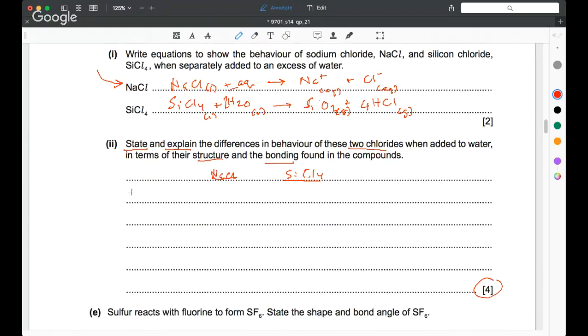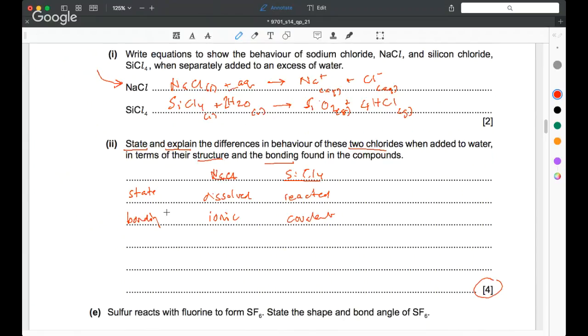Well, you need to state the difference in behavior. Well, the sodium chloride, that just dissolved. And that's different to the silicon tetrachloride because that reacted. So we've stated, and we've got to talk about the bonding. Well, you know, sodium chloride is ionic. The bonding in silicon tetrachloride is covalent.